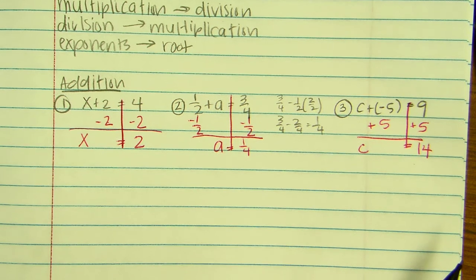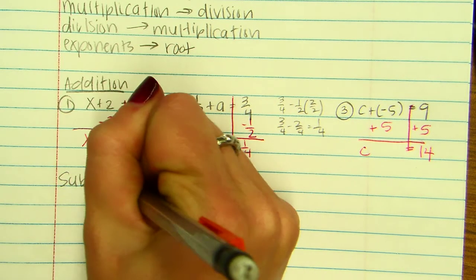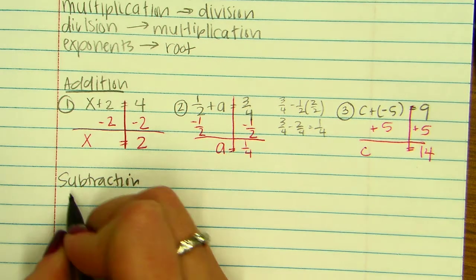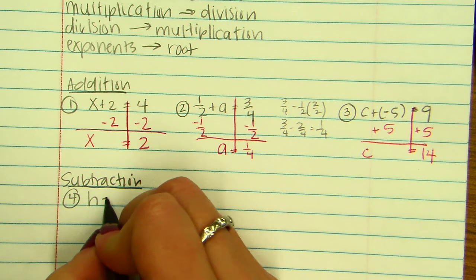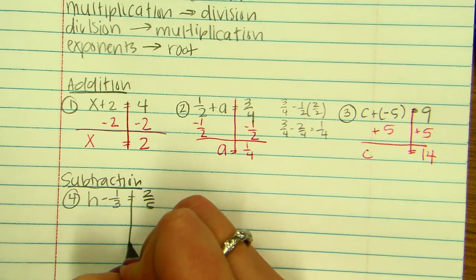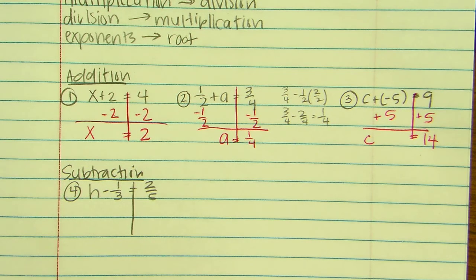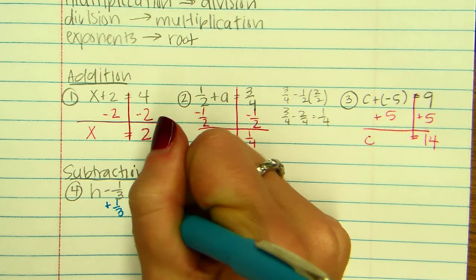Let's do some subtraction equations next. I believe we are on example 4. Here are some subtraction equations. Example 4 is going to be h minus 1/3 equals 2/5. There are two ways you can think about subtraction equations. The first way is we could think the opposite of subtraction is addition. So the opposite of subtracting 1/3 would be adding 1/3. So I'm going to add 1/3 here and 1/3 here.